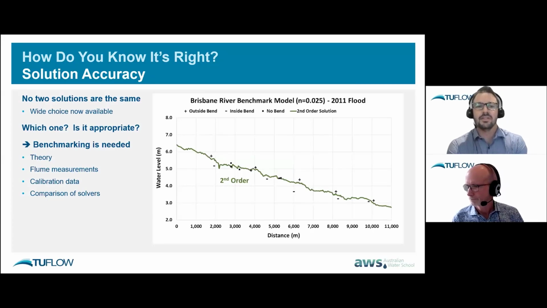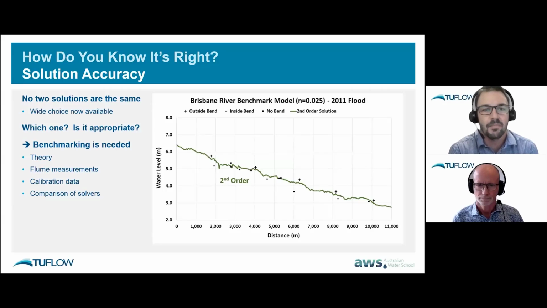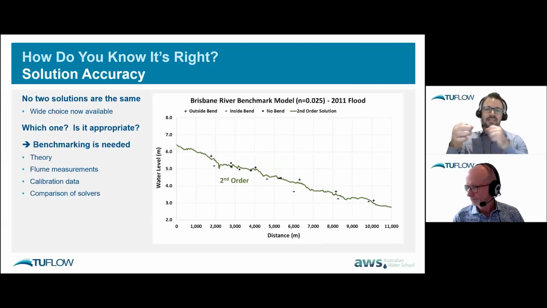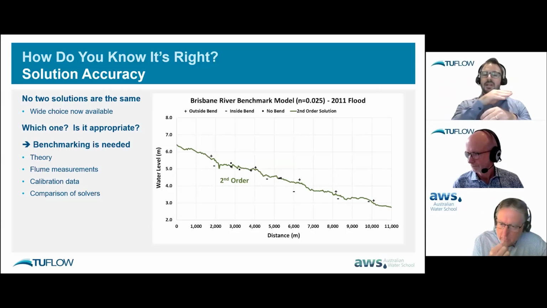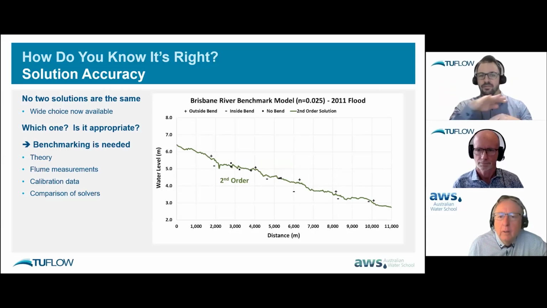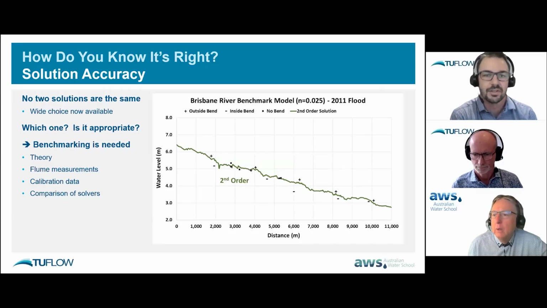This graph here shows a second order solution, which is the green line going from upstream to downstream. You've got a black cross, often above the line, and a black minus below the line. The black crosses are on the outside of the bend and the minuses are on the inside of the bend. So you get super elevation of the water going around those bends. So you're expecting a result that's down the center line of the river to actually fall within those two ranges.